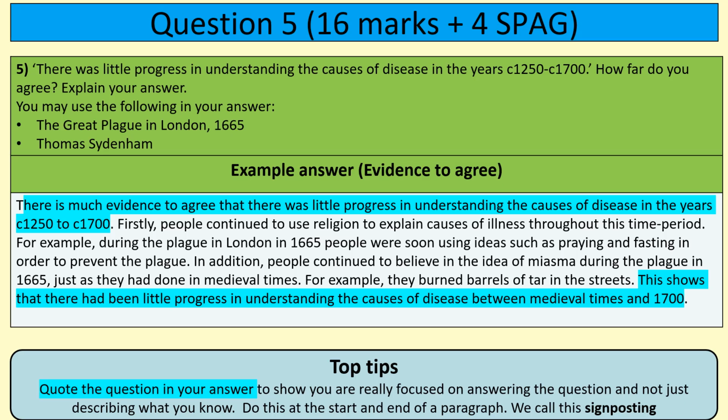There is much evidence to agree that there was little progress in understanding the cause of disease in the years 1250 to 1700. Firstly, people continued to use religion to explain causes of illness throughout this time period. For example, during the plague in London in 1665, people were soon using ideas such as praying and fasting in order to prevent the plague. In addition, people continued to believe in the idea of miasma during the plague in 1665, just as they had done in medieval times. For example, they burned barrels of tar in the streets. This shows there had been little progress in understanding the cause of disease between medieval times and 1700.